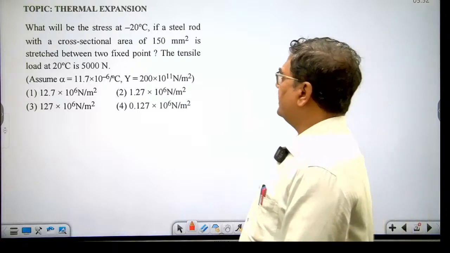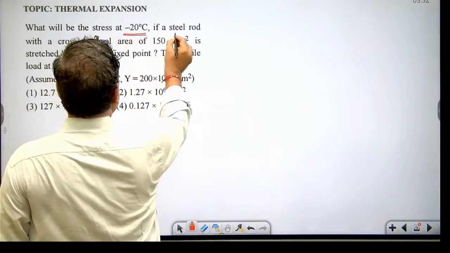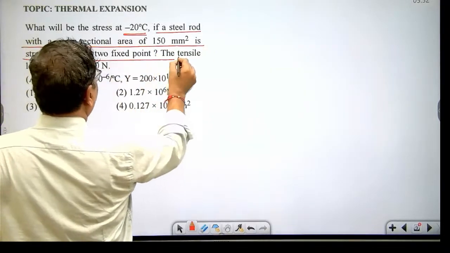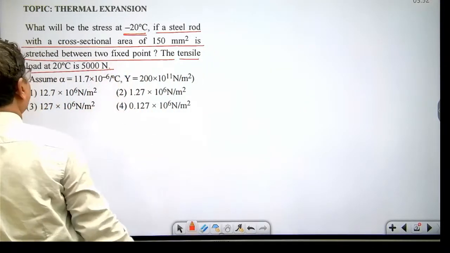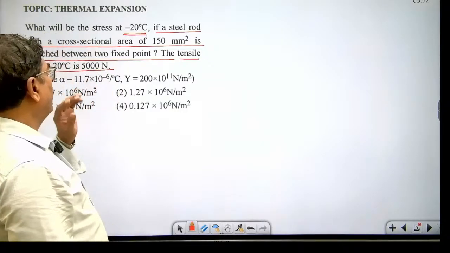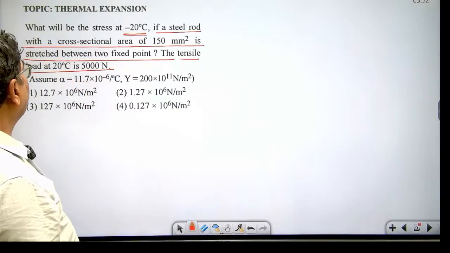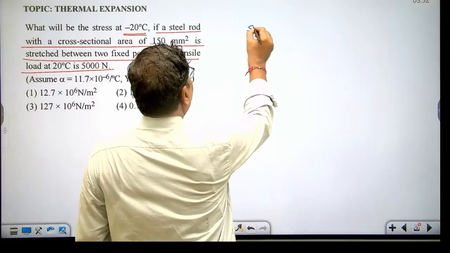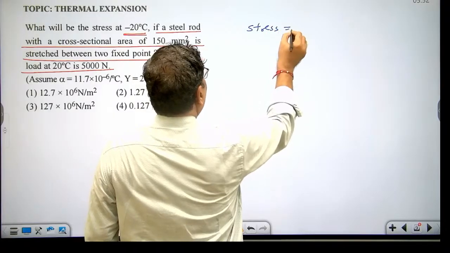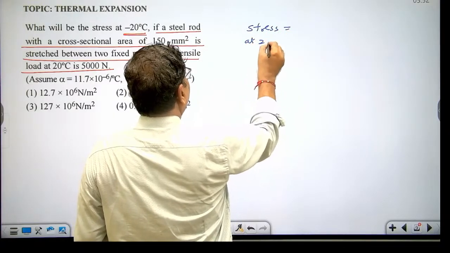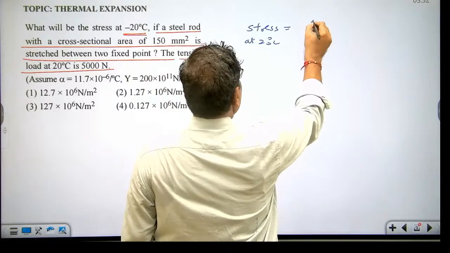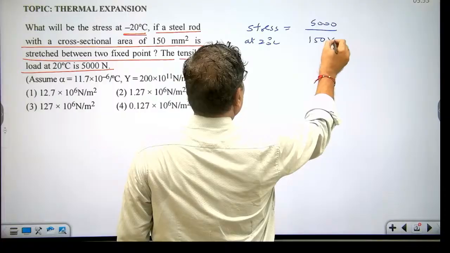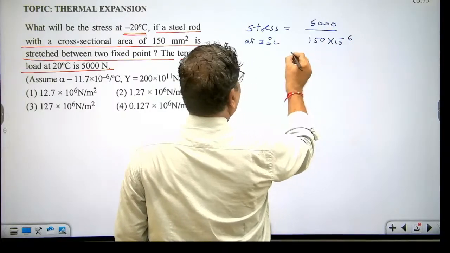What will be the stress at minus 20 degrees centigrade? If a steel rod with a cross-section area of 150 millimeter square is stretched between two fixed points, the tensile load at 20 degrees centigrade is 5000 Newton. Dear student, now we can calculate stress at 20 degrees centigrade. Stress equal to what? Force upon area. This is force and this is area, 150. Millimeter square means 10 power minus 6 meter square.